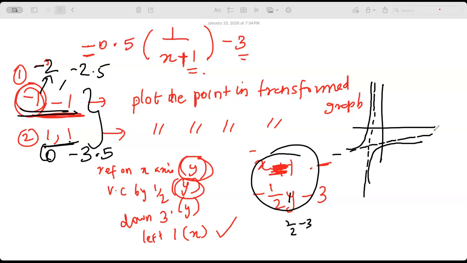The way we did, follow the verbal description, write down what x or the y point it affects, and then based on that, put the transformed points x minus 1, minus half y minus 3, based on what happened on the y. Reflection on x-axis means it became minus y. Then vertical compression means minus y was multiplied by half. That's what is written here. And then down 3 means minus 3.